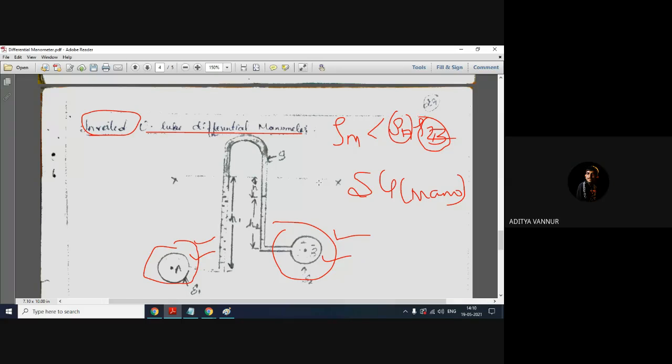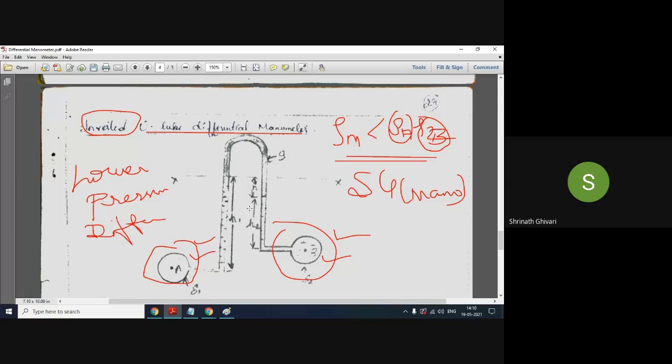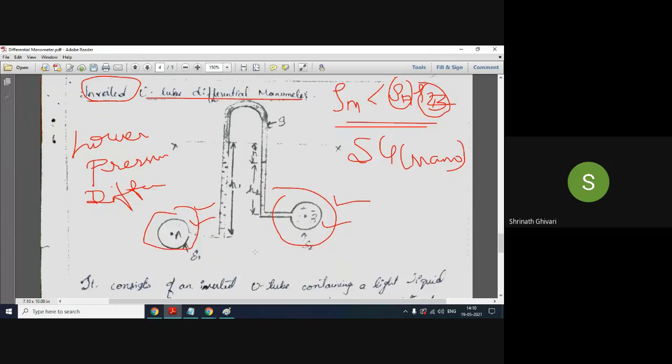Why? Any doubts? No, sir. So the density should be lower compared to the density in the two different pipes. Why? Because we are going for measurement of a lower pressure difference. Understood? Now we'll go for the derivation.